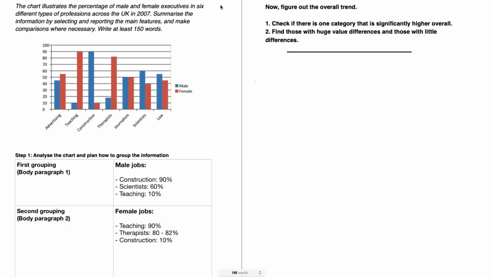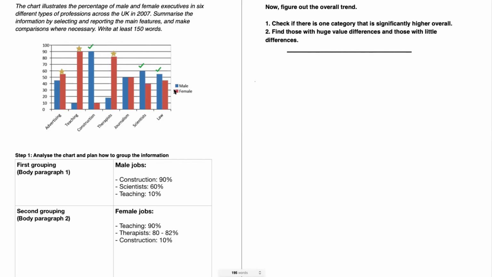I'm going to use a star for the female jobs, and it looks like advertising, teaching, and therapists are the 3 areas where females have a larger percentage. Now for males, I'm going to use a check mark, and for males, it looks like construction, which is here. We have scientists, and the last one, law. These are the 3 areas where males have a higher percentage.